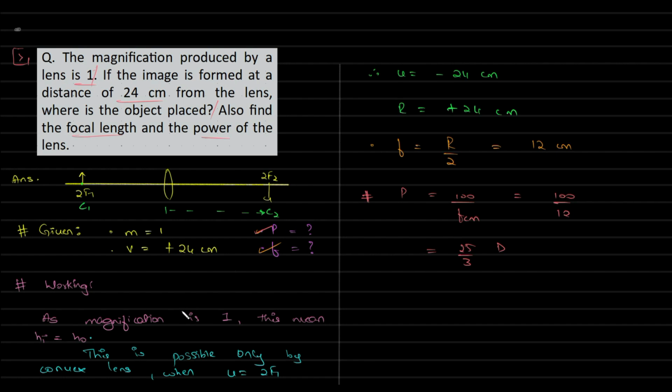Understood? So the tricky part was the magnification being 1, and this is possible only if we have a convex lens, right? So when we keep the object at this point, we get an image at center of curvature itself at the other end. So v is positive 24, so u is minus 24, and so on and so forth. R is plus 24 because the focal length of convex is on the right. So this is positive, so focal length will be positive, radius of curvature is positive, and power and everything, so on and so forth. And we got the final answer.